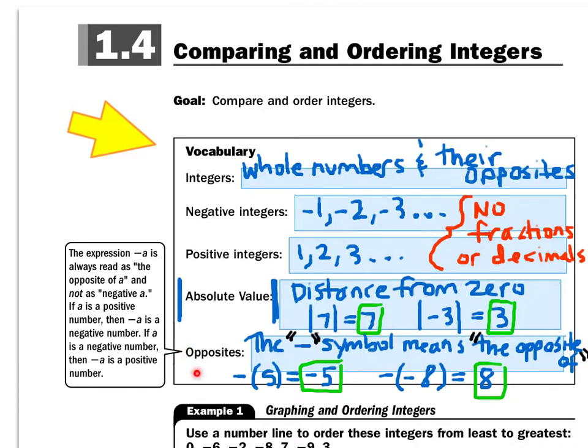Okay? Now, opposites, the negative sign here, or negative symbol, means the opposite of. So the way I read this is the opposite of 5 is -5, or the opposite of -8 is 8.